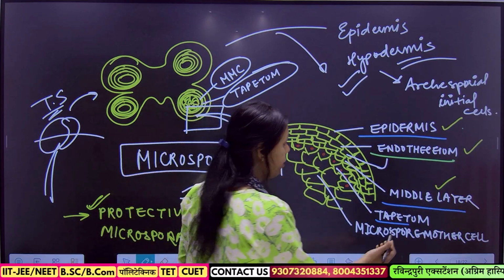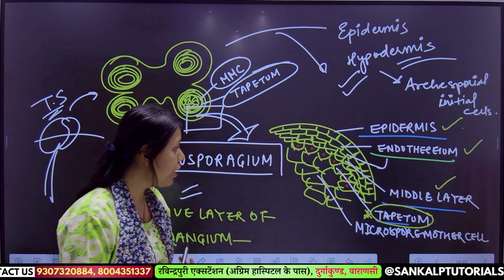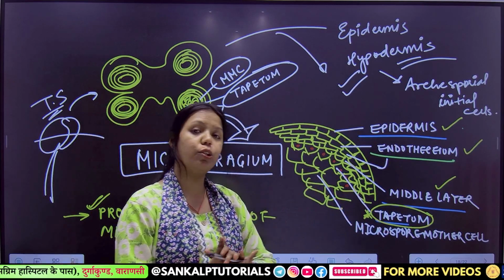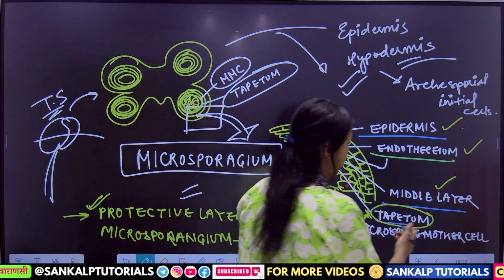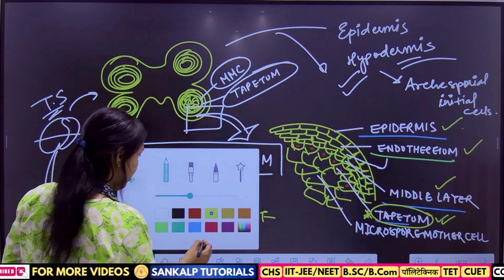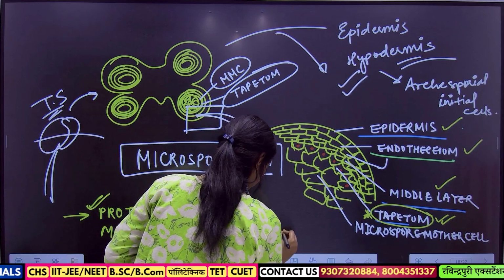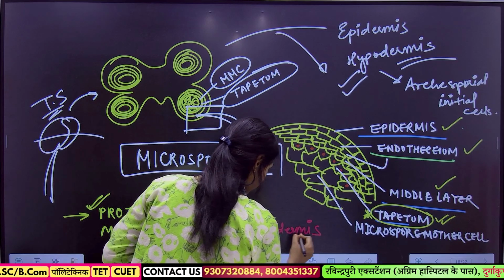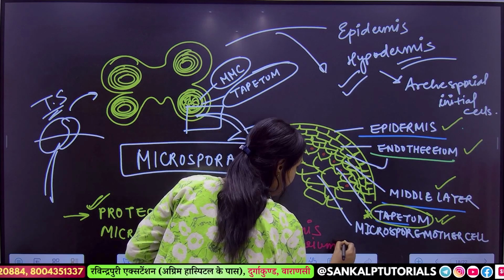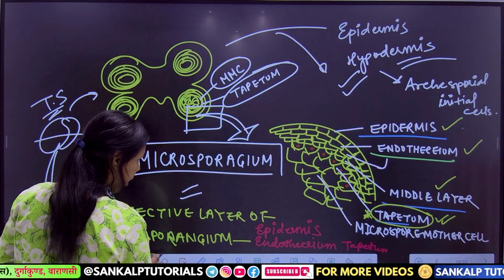After that, what is the function of the tapetum? The tapetum provides nutrition to the developing microspores. So the protective layers of the microsporangium are three: epidermis, endothecium, and middle layer.